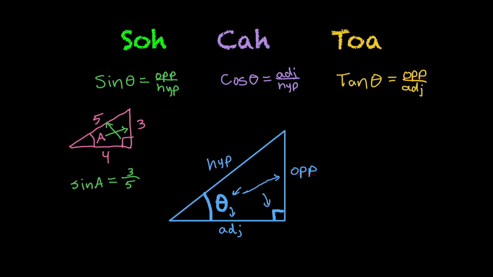All right, so let's try tangent of A. So tangent of A is opposite. So again, across from A or opposite of A is 3. And then adjacent to A, again, not the hypotenuse, the adjacent side to A is 4. So in this way, tangent of A is 3 over 4.